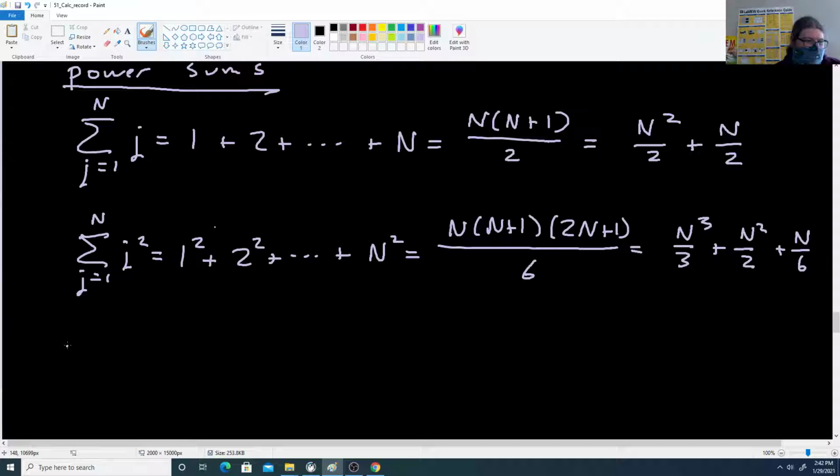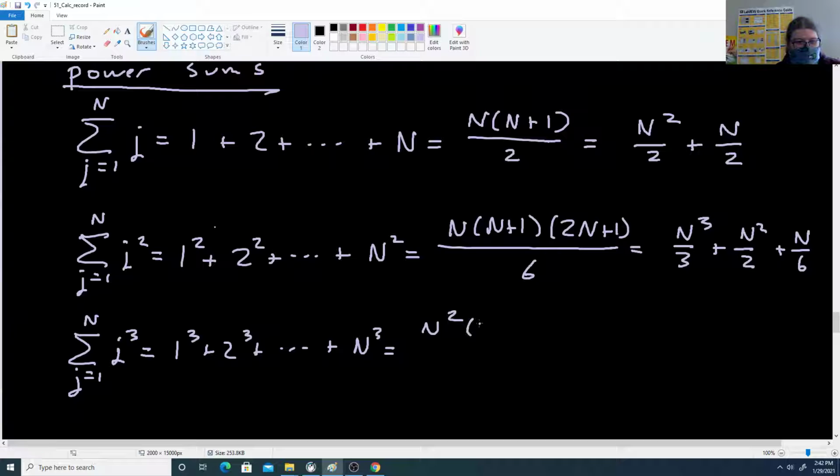The final power sum we get is the sum of j equals 1 up to n of j cubed, which is going to equal 1 cubed plus 2 cubed plus 3 cubed, 4 cubed, all the way up to n cubed. This formula is n squared times n plus 1 squared, all over 4. And that equals n to the 4th over 4 plus n cubed over 2 plus n squared over 4.